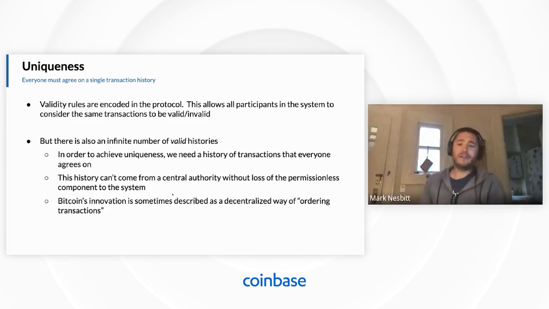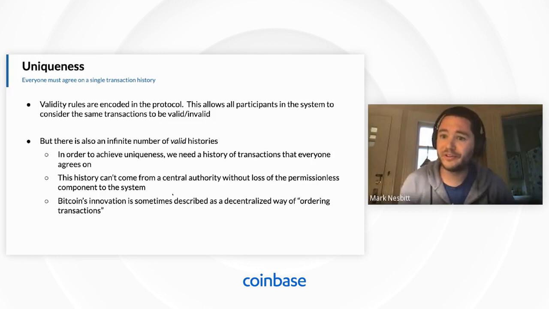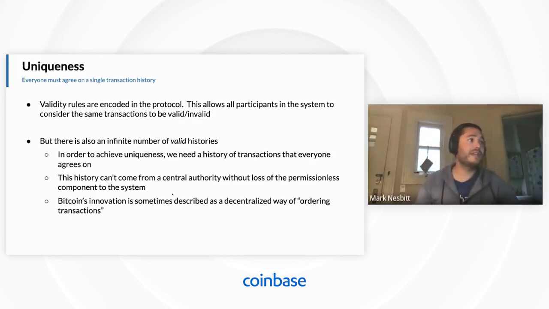Okay, so for a transaction history to be useful, you have to agree on one amongst all the participants that want to transact. So the validity rules that I mentioned can be encoded in the protocol in the same way that we've encoded "don't turn left in front of traffic" into the protocol that is the driving rules in California. We can have a validity rule that says, you must have the same number of coins in your balance that you want to spend. You can't spend more than you have. So we can have this capability of all the participants in the system to consider all the same transactions valid or invalid.